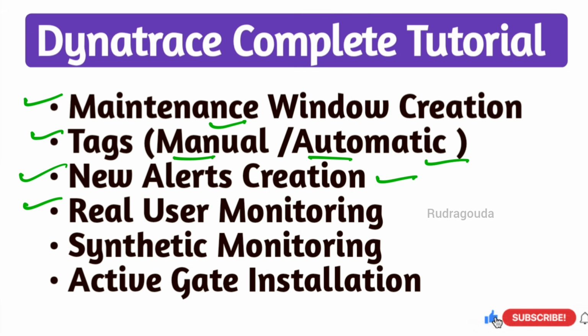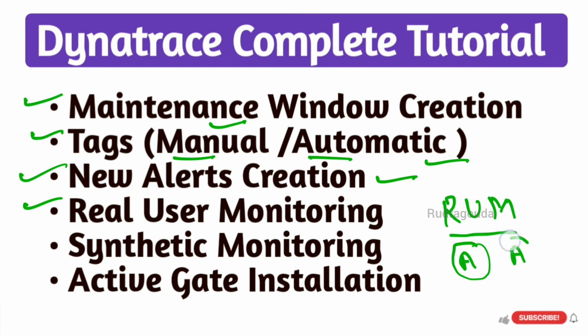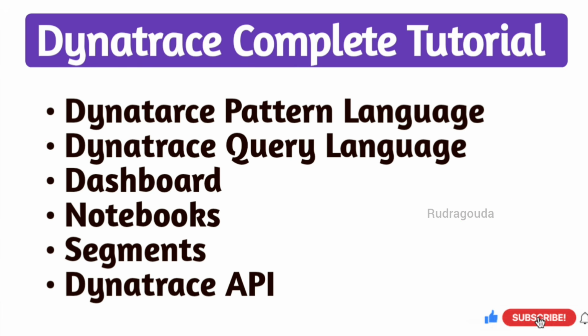Then we'll talk about real user monitoring. That is a very important topic in Dynatrace. That is RUM, as we can say in short, right? In this video, I will cover both agent-based real user monitoring and agentless real user monitoring. After that, synthetic monitoring and ActiveGate installation. Then I'll cover Dynatrace pattern language, one of the important technologies in Dynatrace. Then I'll talk about DQL, just like the SQL language, that we are going to use in Dynatrace to pull the data from the database.